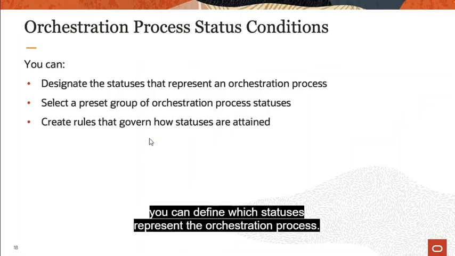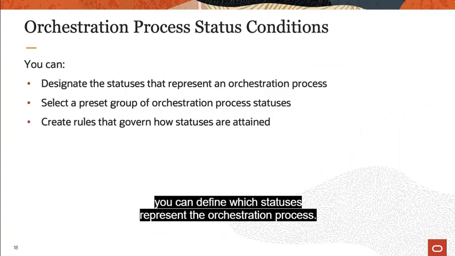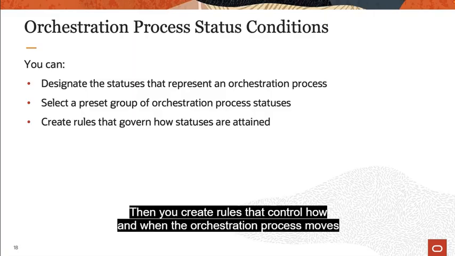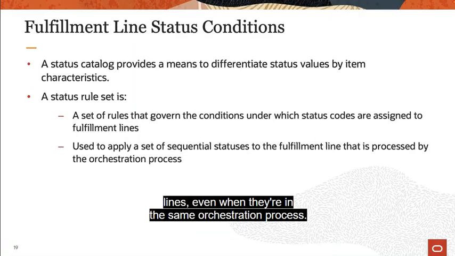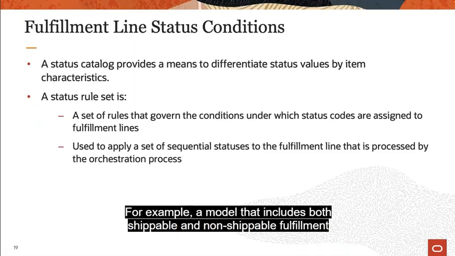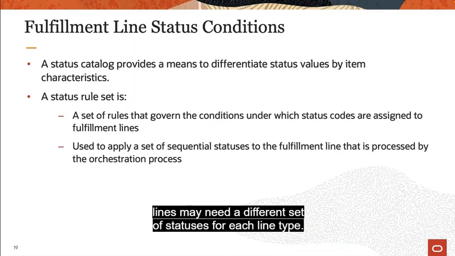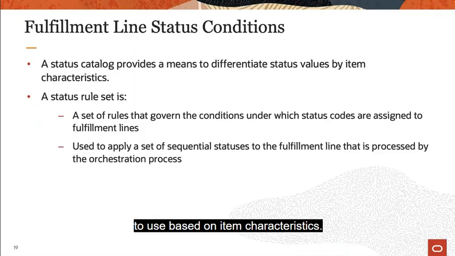With orchestration process status conditions, you can define which statuses represent the orchestration process. You can also select a preset group of orchestration process statuses to use. Then, you create rules that control how and when the orchestration process moves into each status. Sometimes you need different status progression for different fulfillment lines, even when they're in the same orchestration process. For example, both shippable and non-shippable fulfillment lines may need a different set of statuses for each line type. A status catalog helps you differentiate which status values to use based on item characteristics.